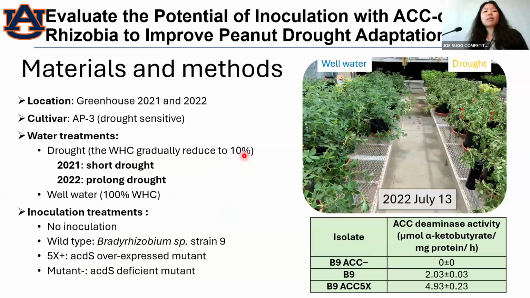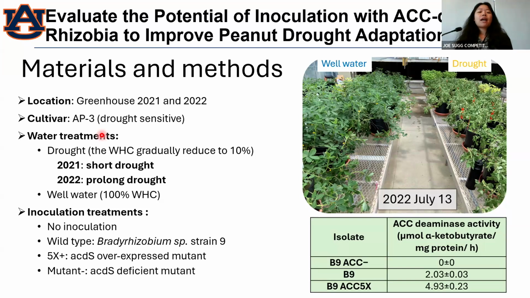In this experiment, we planted one cultivar called AP3, which is a drought-sensitive cultivar, in the greenhouse between 2021 and 2022. For the water treatment, we have the drought treatment, where we let the water holding capacity gradually reduce to 10%. In 2021, we had a short drought. In 2022, we had a prolonged drought. We also have a well-watered treatment, where we maintained the water holding capacity at 100%.